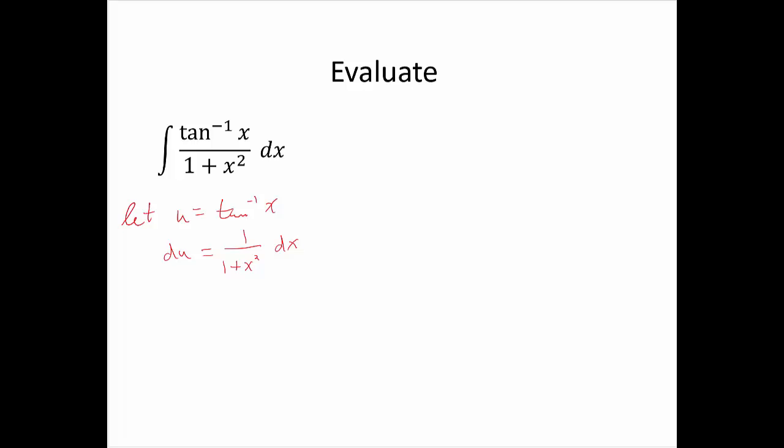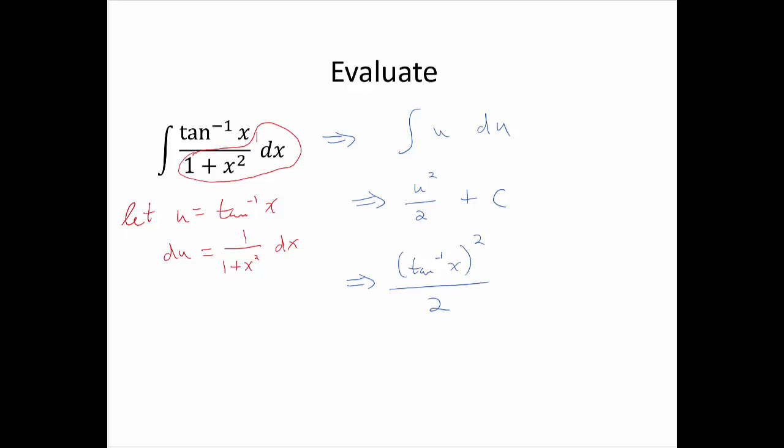And so then notice that I've got that 1 over 1 plus x squared dx. So that's the du, and the tangent inverse of x is the u. So this becomes simply the integral of u du, and so that's u squared over 2 plus a constant. And so then going back in terms of the original variable, I'll have tangent inverse of x squared over 2 plus a constant.